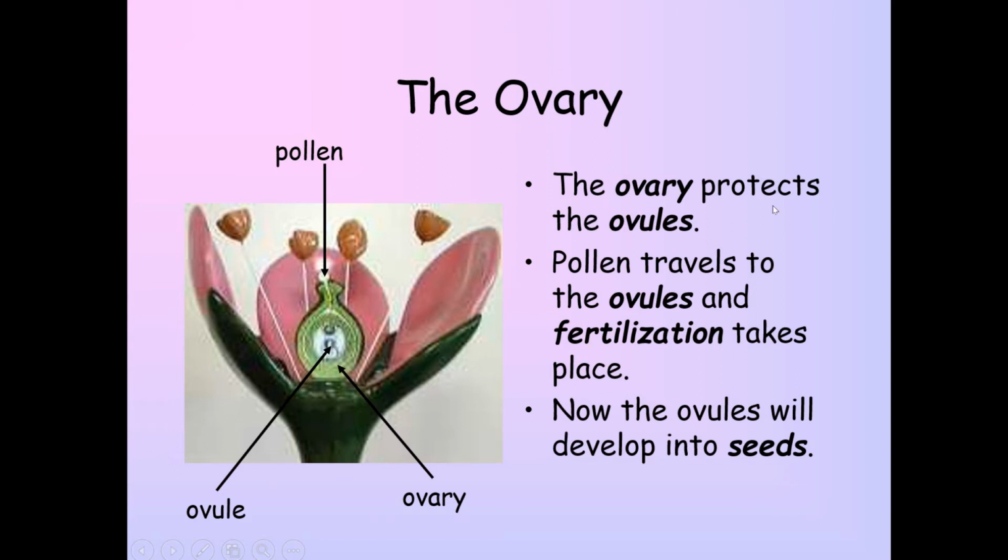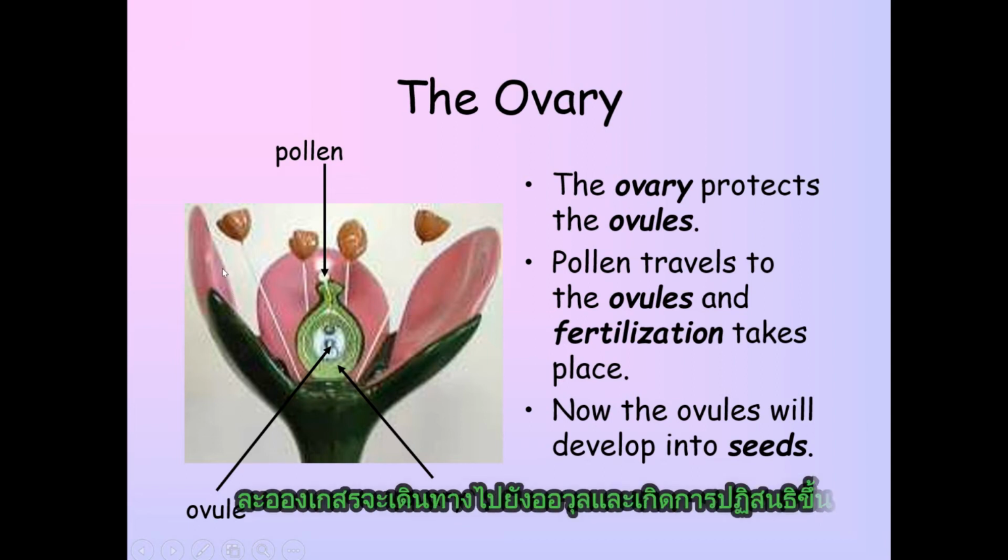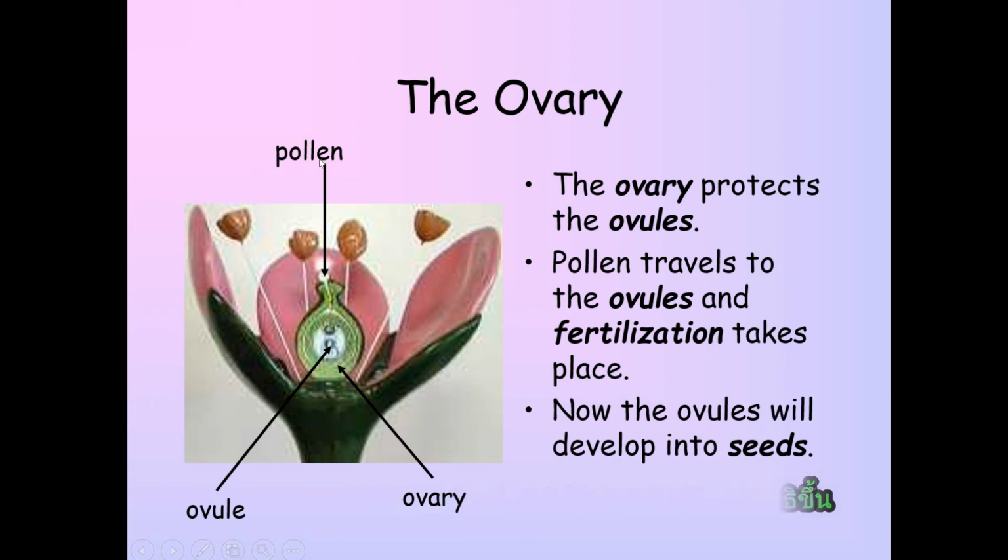The ovary protects the ovule. This is the ovule, where the pollen grains travel. The male part of the flower is called the stamen. The pollen will go through to the stigma and be fertilized inside the ovule of the plant.